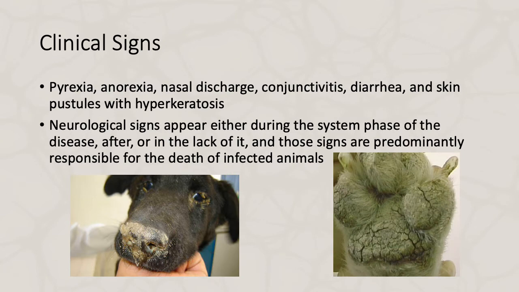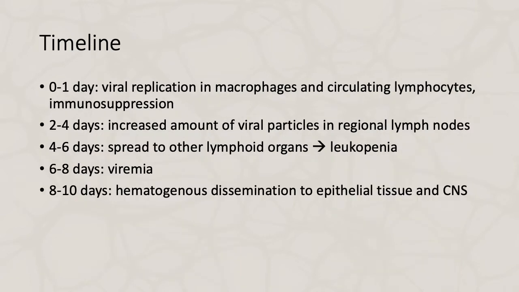In dogs, clinical signs we kind of already talked about, though not as severe as the ferret: pyrexia, anorexia, nasal discharge, conjunctivitis, diarrhea, and skin pustules with hyperkeratosis. Neurologic signs usually appear during the systemic phase of the disease, and if it does occur, it's usually the most common cause of death in animals with distemper. Right, so this is just a little bit more detail as far as the clinical signs and why they're occurring, so feel free to skip ahead if you don't want to hear this.